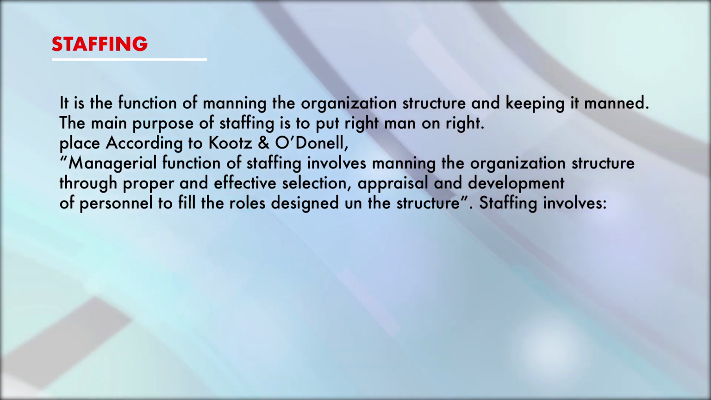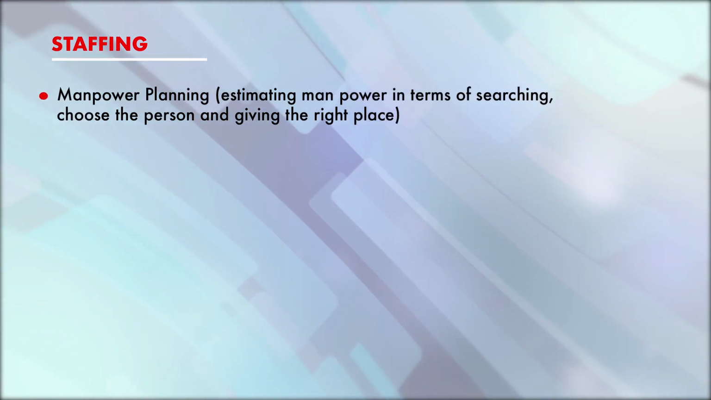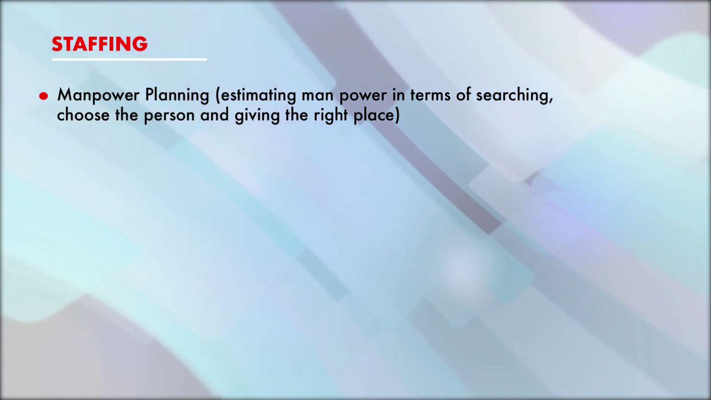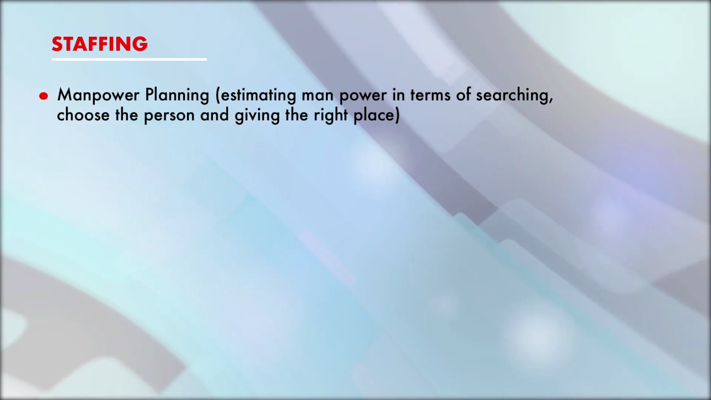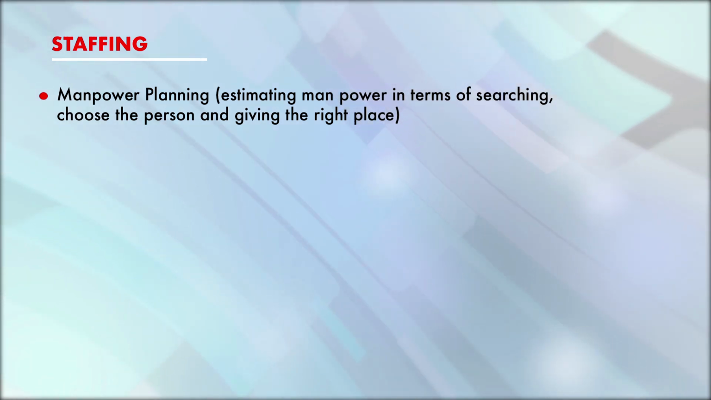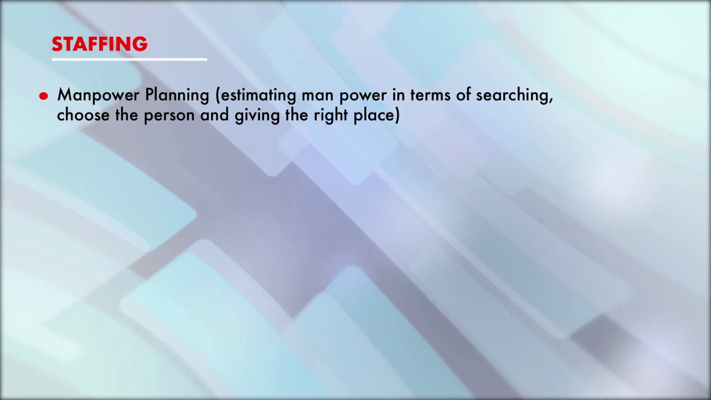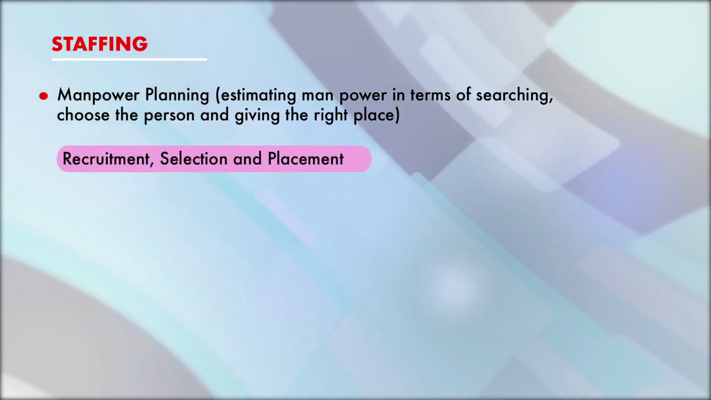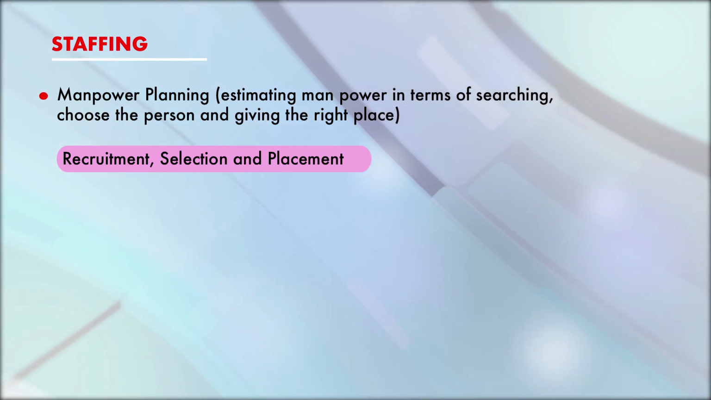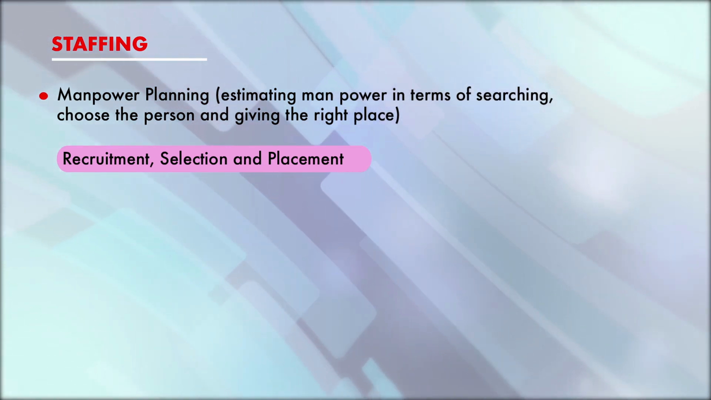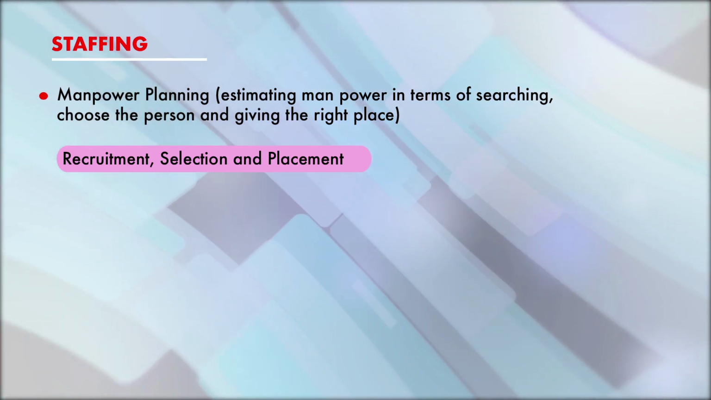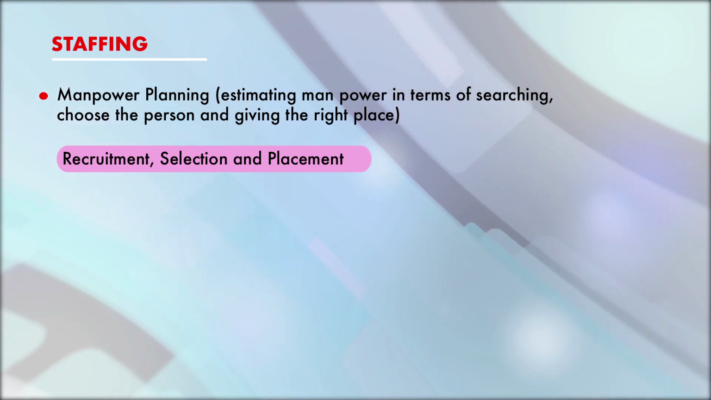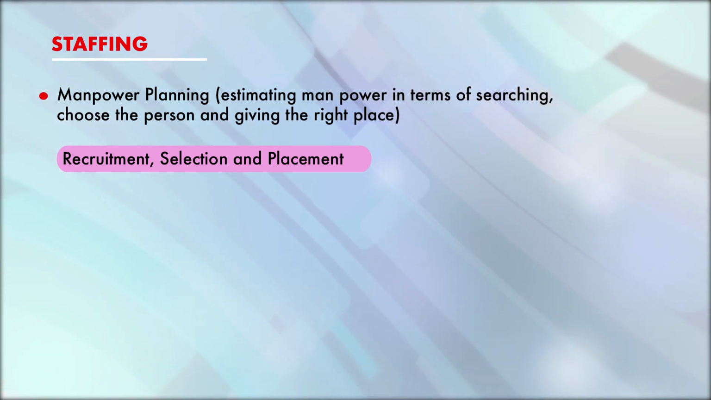Staffing involves the following things: manpower planning, which means estimating manpower in terms of searching, choosing the person and giving him the right place in the organization. Then comes the recruitment process. For that, advertisement and other things are done. After this comes the selection and the placement process. After selection, we have to place that staff member in the organization.